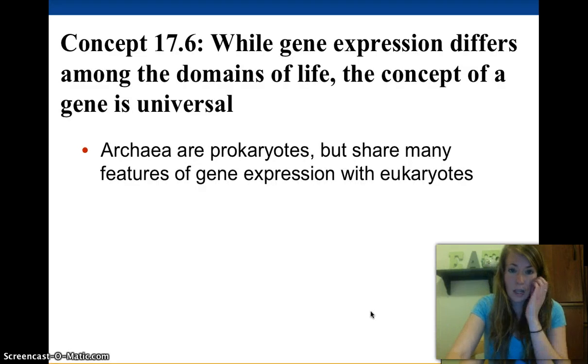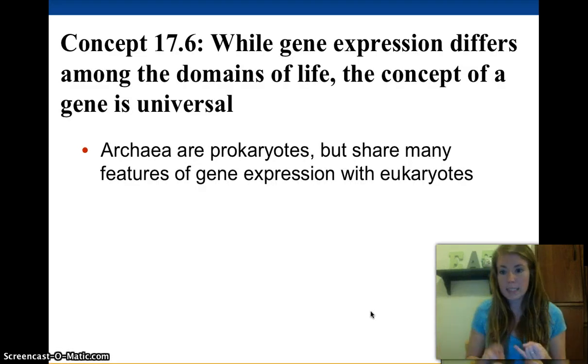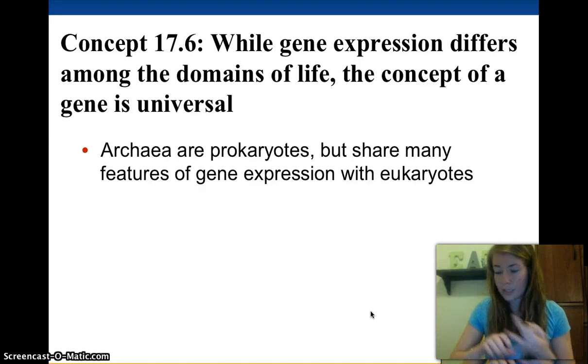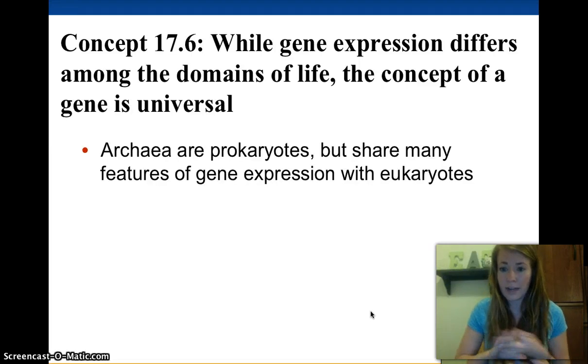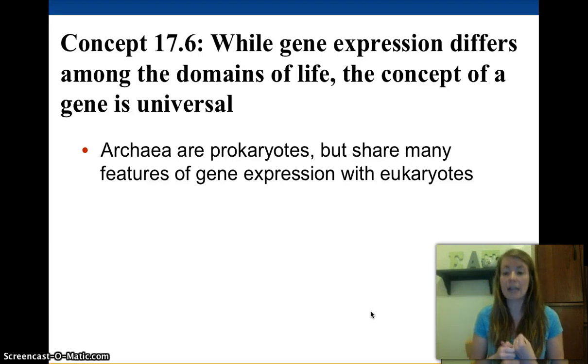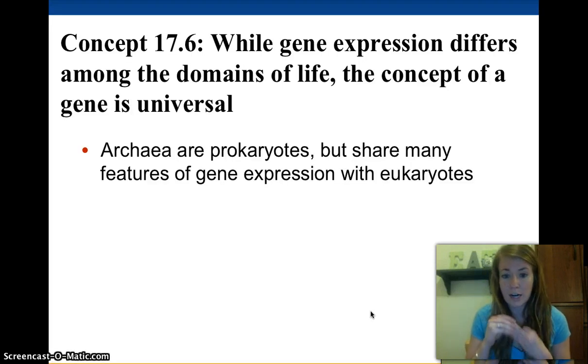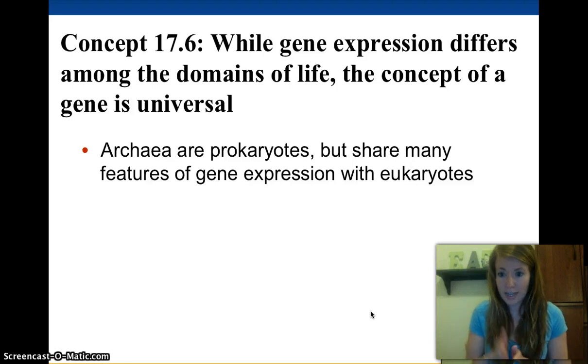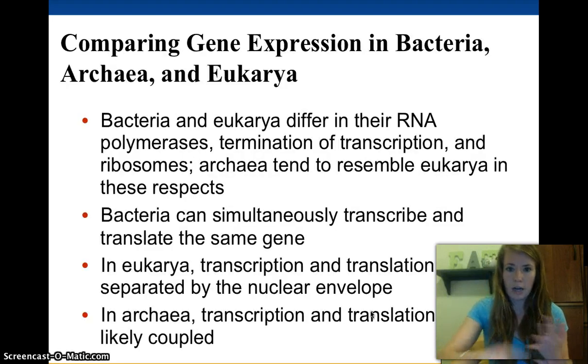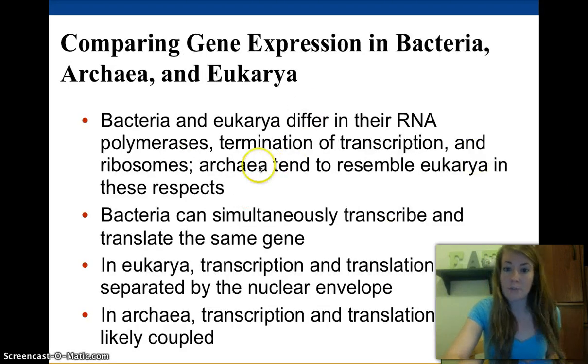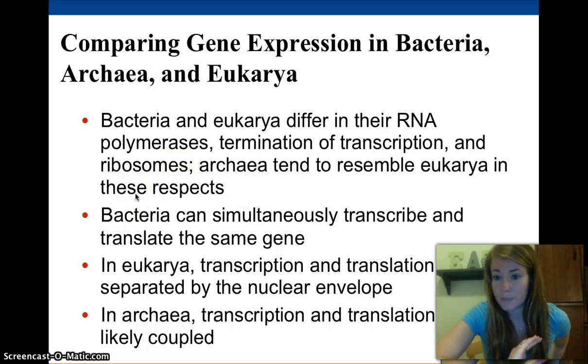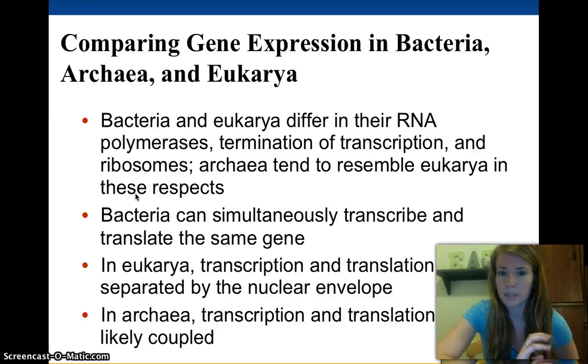All right, 17.6 really quickly. Basically, there's 3 domains of life: bacteria, Eukarya, and Archaea. We are eukaryotic cells, part of Eukarya, and Archaea and bacteria are both prokaryotic cells. So bacteria and eukaryotic cells have a ton of different machinery. Our RNA polymerases are different, our termination of transcripts are different, our ribosomes are different, but Archaea tend to resemble Eukarya in these sorts of things. They tend to be similar to us.